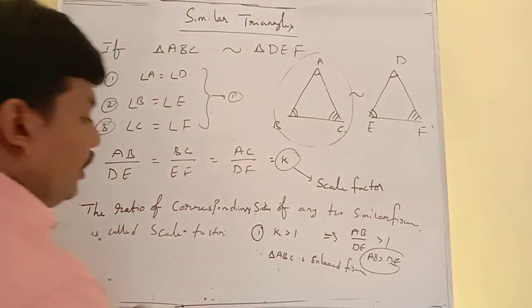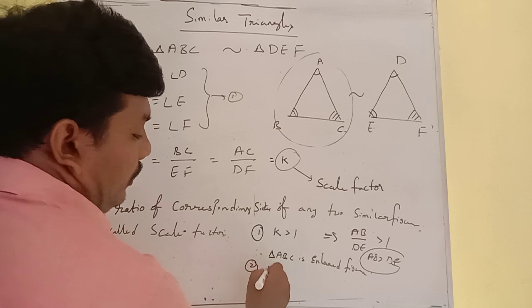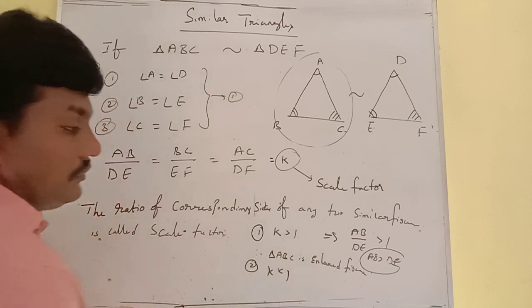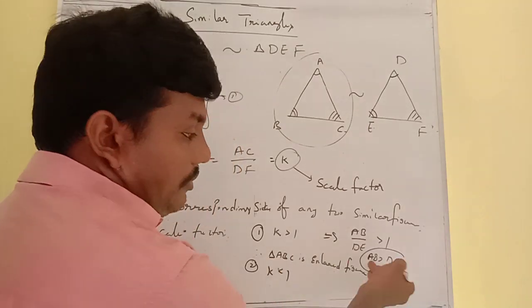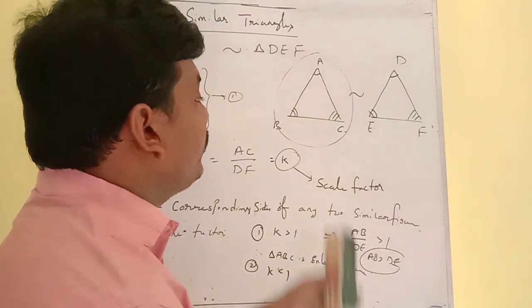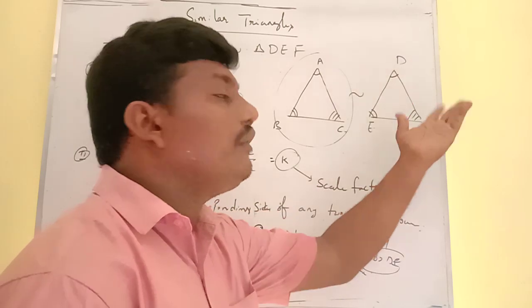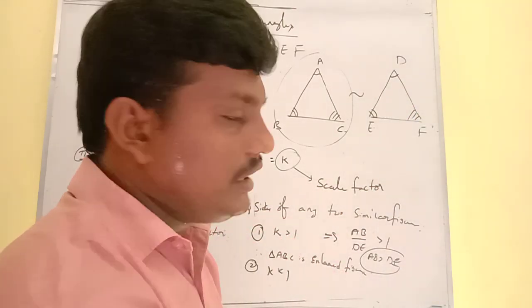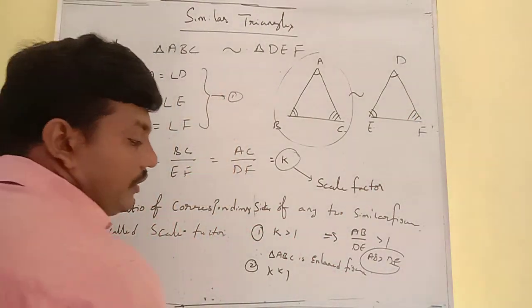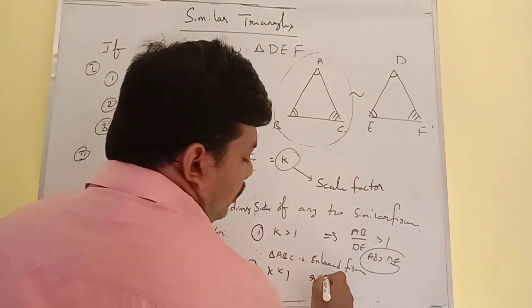Next, coming to the second point, K is less than 1. What happens? K is less than 1, so AB is less than DE. Then the first figure is a diminished or reduced figure compared to the DEF triangle, the second figure.